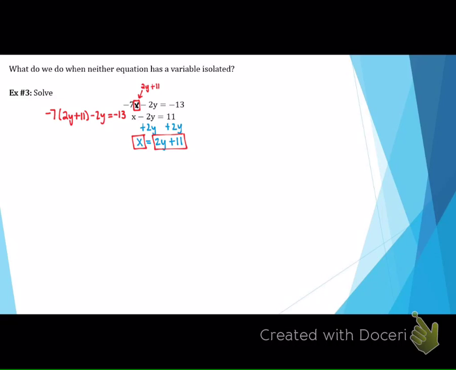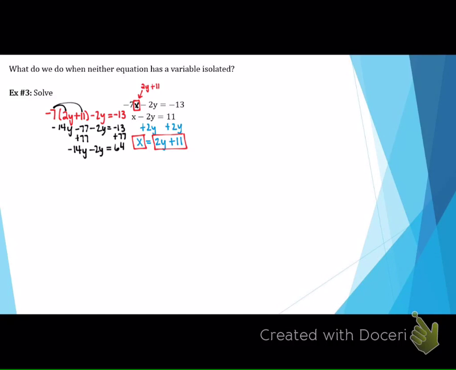Avery, go ahead and solve that for me. Tell me how to get to it. Don't just tell me the answer. So distribute -7 with 2y and 11. Good. And you have -14y minus 77 minus 2y equals -13. Then what did you do? And then you add 77 to both sides. Okay. You get -14y minus 2y equals 64.